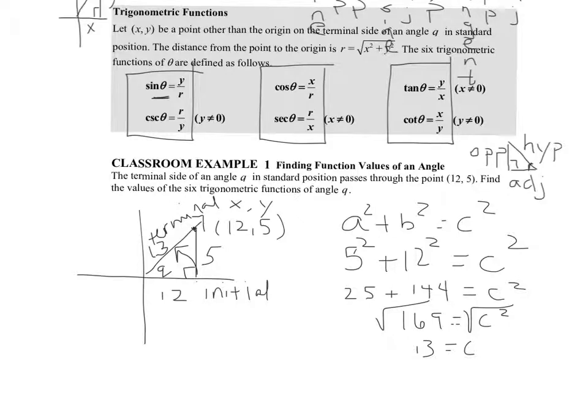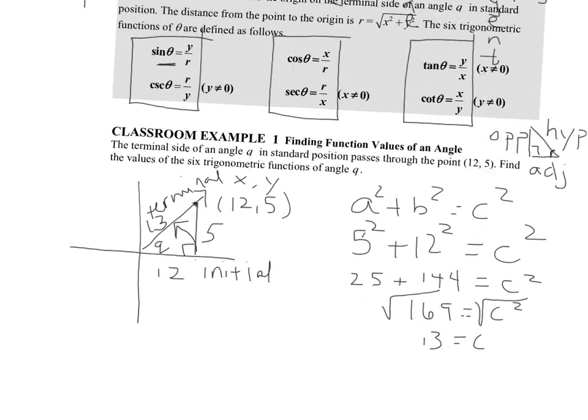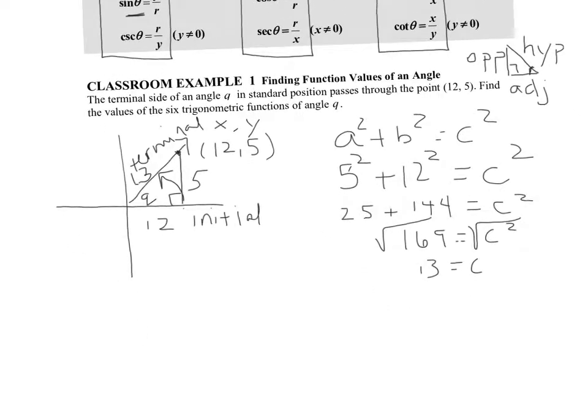Okay, now that I got a triangle and I've labeled all the sides, let's see if you can tell me what would be our 6 trig functions. So we're going to start off, remember we're using angle Q. So the sine of angle Q would be what ratio? If I'm looking at my triangle, sine is what over what? Opposite over hypotenuse. So that's going to be what fraction? 5 over 13, because the hypotenuse is 13.